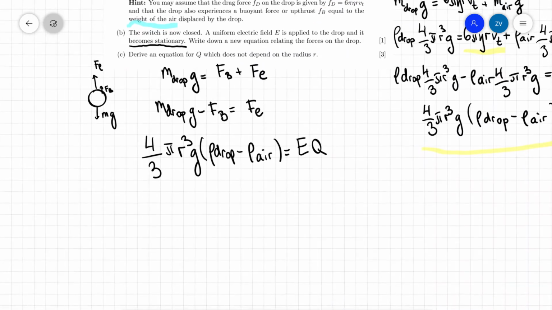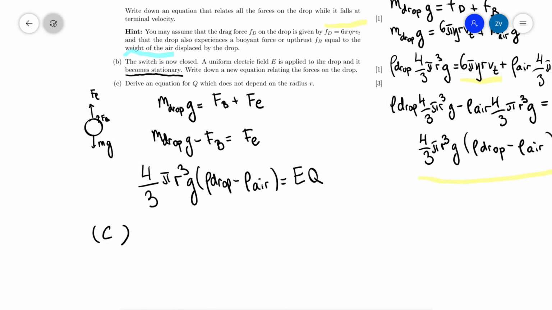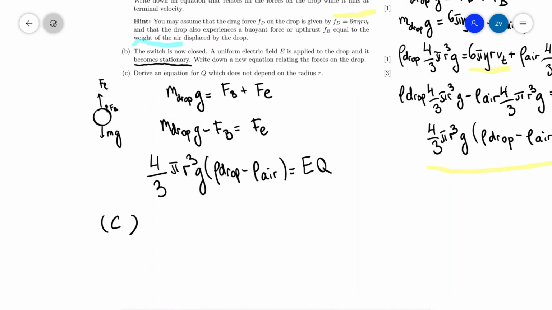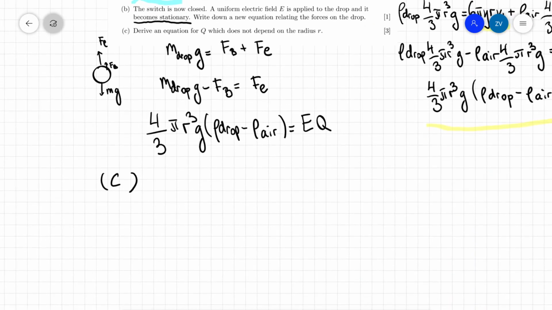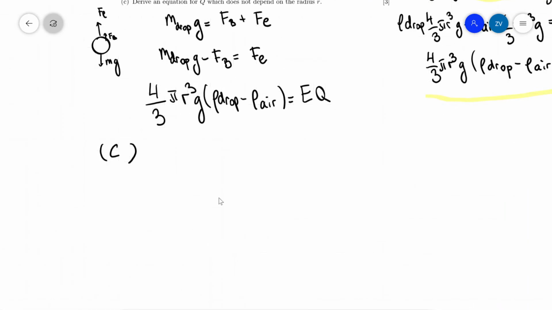Let's tackle part C. Part C is asking us to derive an equation for Q which does not depend on the radius r. Quite often when part A and part B are asking us to derive a couple of equations, part C will be asking us to combine them in some way, and I think this is the case in this question. Well, let's have a look. So derive an equation for Q which does not depend on the radius r. This first equation, 4/3 pi r cubed g times the difference in density, is equal to EQ.